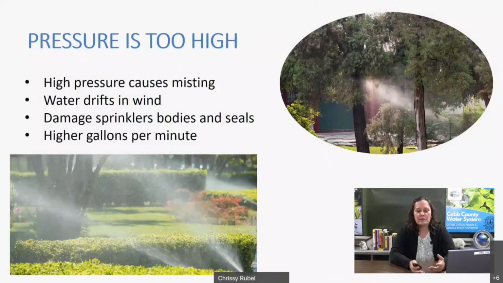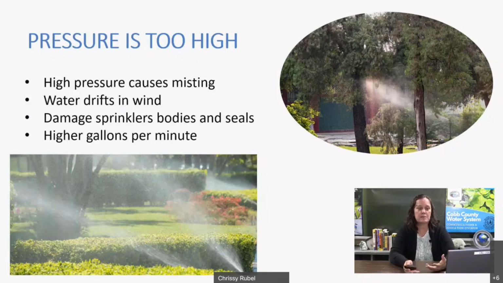So we were talking about high pressure. When your sprinklers have too high of pressure, it looks foggy or misty. That's telling you that those spray heads have too high of pressure coming through them. And how do we fix that? Well, like we said earlier, you can either install a pressure regulator at the valve or install one of those pressure regulating bodies. What happens is that the water can drift in the wind.